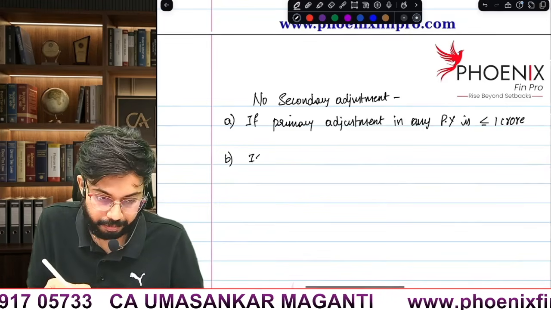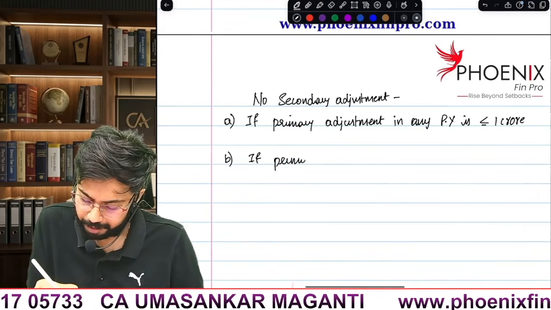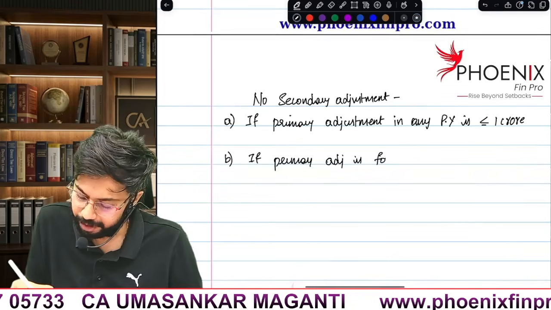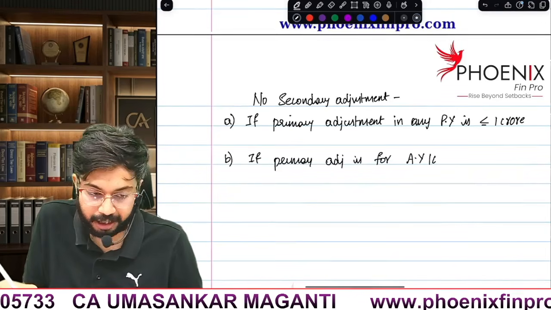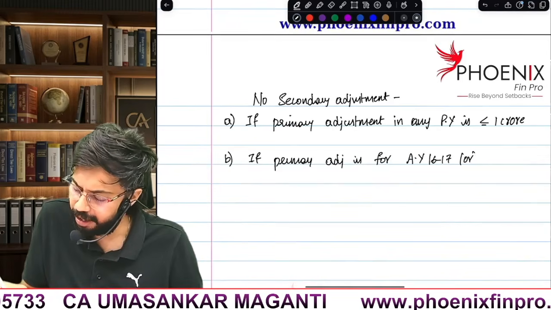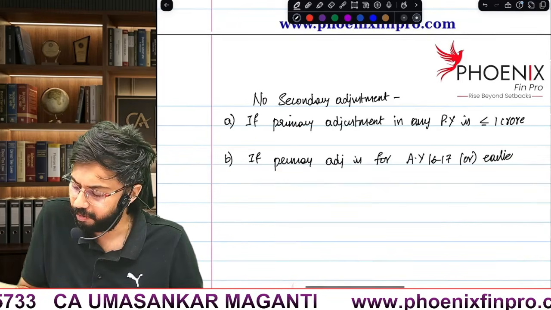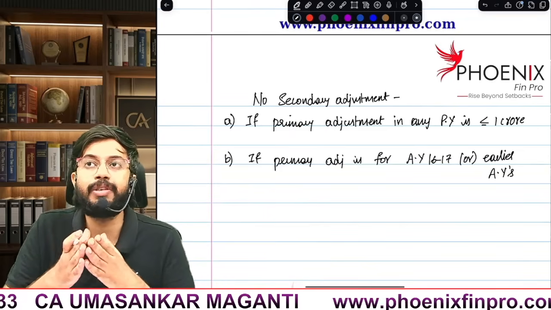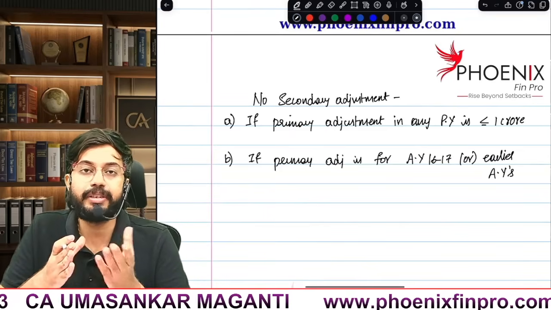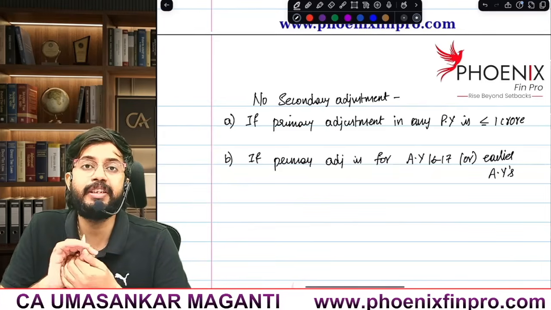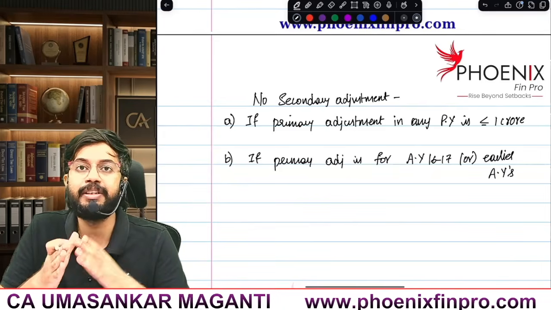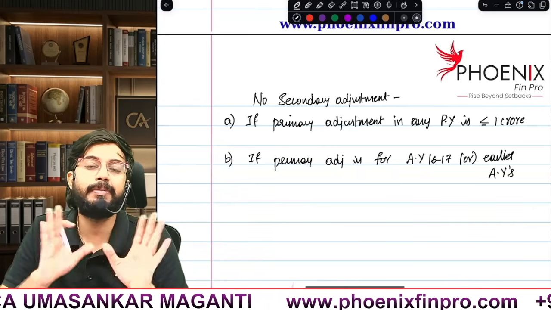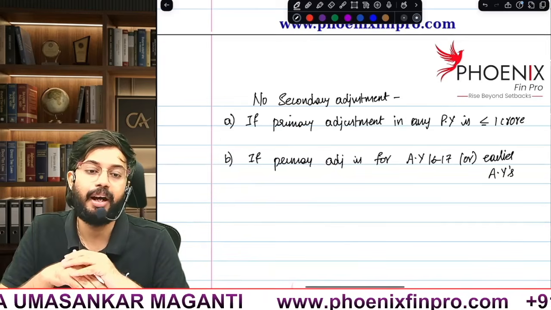Second, if primary adjustment is for assessment year 16-17 or earlier assessment years. Because this concept of secondary adjustment was introduced post assessment year 16-17. So for assessment year 16-17 or before, even though the primary adjustment is more than 1 crore, secondary adjustment provisions are not applicable. Are you able to understand?